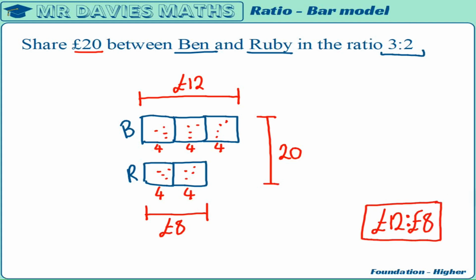Now, before we finish off this question, I want you to start thinking about the ratio as if it was fractions. Well, what fraction did Ben actually get? So really there were 5 boxes involved in this question and Ben got 3 of them. So Ben really got 3 of the 5 boxes. Ruby got 2 of the boxes, and again there were 5 boxes in total, so Ruby got 2 of the 5 boxes. That's going to come in very handy. Okay? Next question.